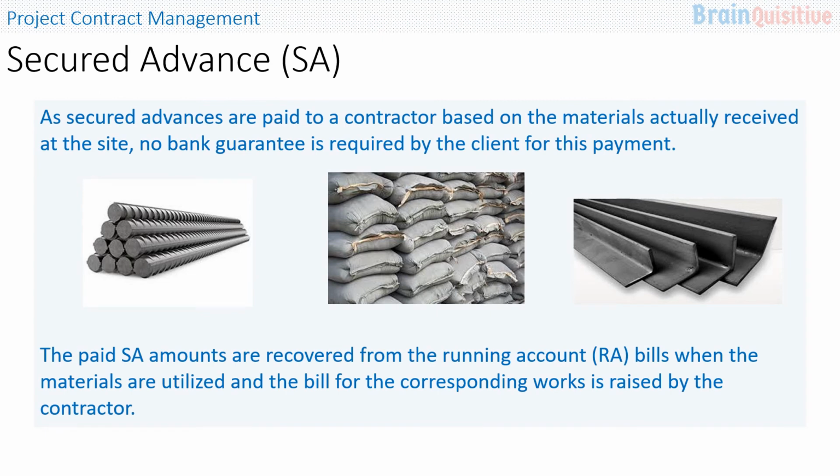As secured advances are paid to the contractor based on the materials actually received at the site, no bank guarantee is required by the client for this payment, because the materials already received at the site act as the guarantee to the client. The paid SA amounts are recovered from the running account bills when the materials are utilized at the site and the bill of the corresponding work is raised by the contractor to the client.